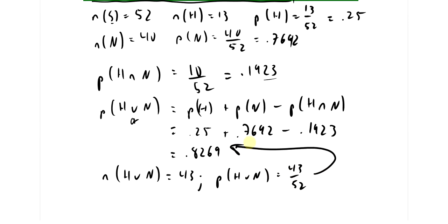So union, that corresponds to or. The probability of getting a heart or a number card is the probability of a heart plus the probability of a number card minus the probability of getting a heart and a number card, a card that's both a heart and a number card. That's what the intersection is.